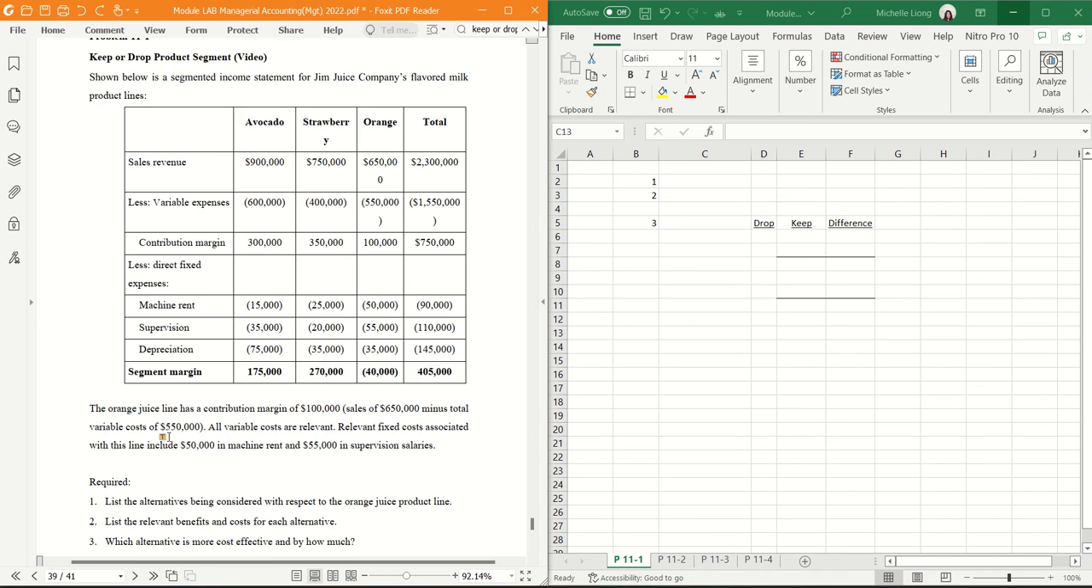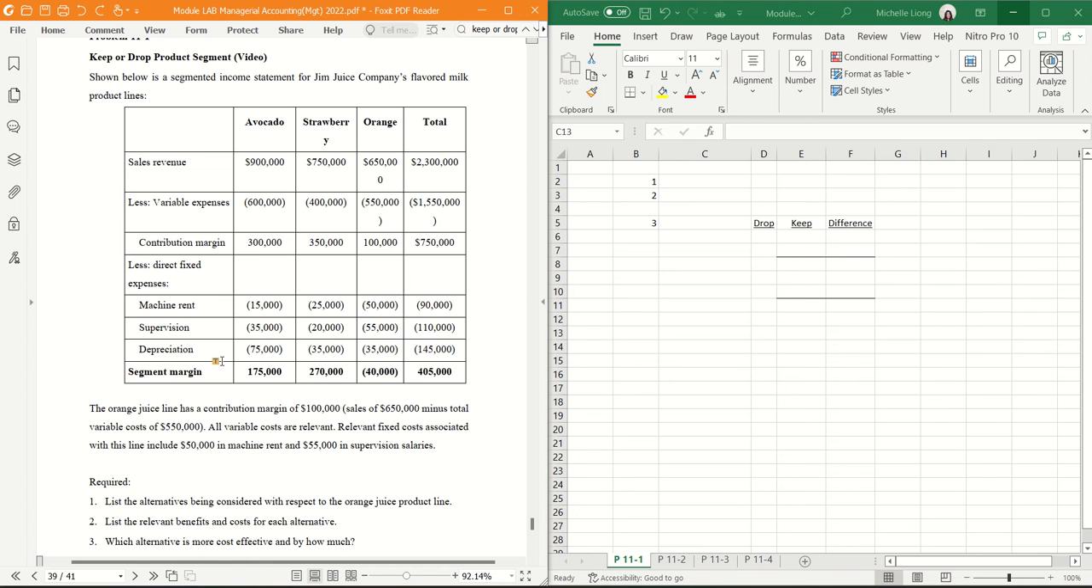And right here, it says that the orange juice line has a contribution margin of 100,000: sales of 650,000 minus total variable cost of 550,000, which is stated here as well. And all variable costs are relevant. Relevant fixed costs associated with this line include 50,000 of machine rent and 55,000 of supervision salaries.